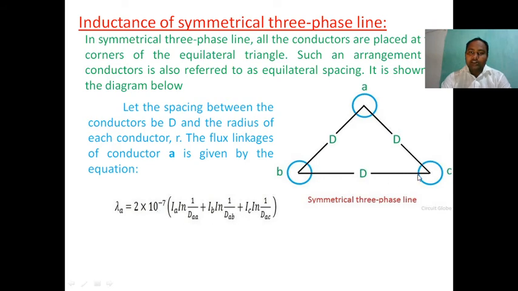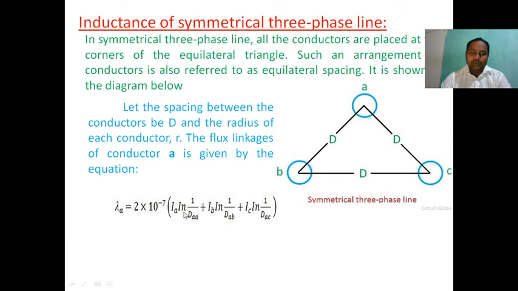Then the third conductor, conductor C: 2 into 10 power minus 7 IC log 1 by DAC. So what is IC? The current carrying conductor C. Log 1 by DAC. What is DAC? The distance between conductor A and C. So which is the reference? Conductor A is the reference. Why? Because we are finding the flux linkage of conductor A.